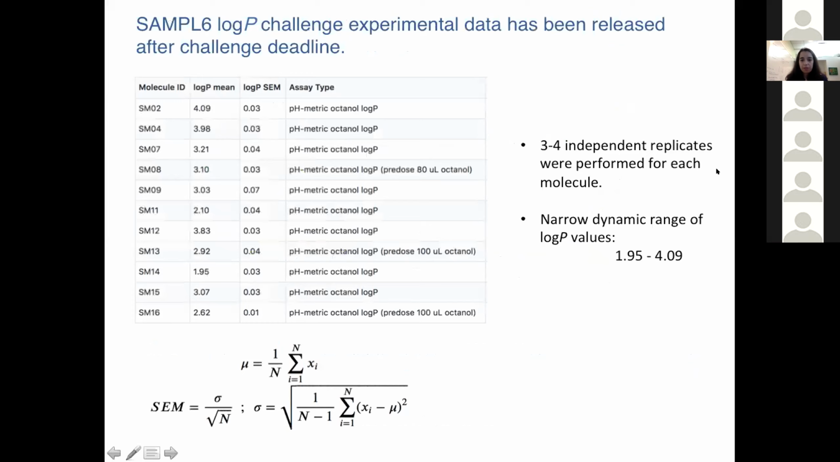The values for logP measurements in this data set have a narrow dynamic range, which is from about 2 to 4 logP units. Independent replicas were done on each compound, and the measurements are very precise. Here I'm also showing what assay type is used. Some molecules had kinetic solubility issues, which I had to overcome by pre-dosing some octanol before dissolving the compound in water.